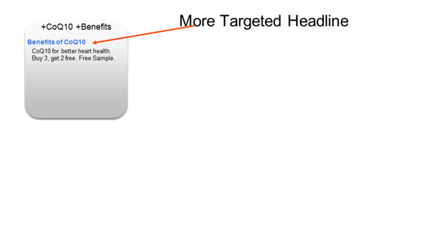Now we want to optimize the headline. So instead of just saying we've got great CoQ10 or CoQ10 supplements or whatever, target your headline to exactly what they're searching for. We already know that they're searching for some type of search for CoQ10 and the benefits of CoQ10. So let's write a headline that says that. That alone is going to drastically increase your quality score.